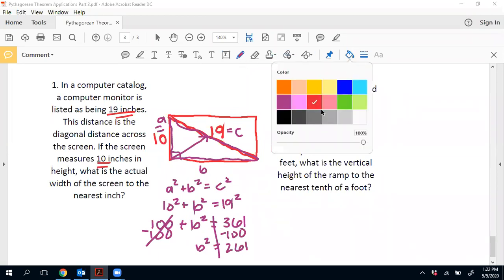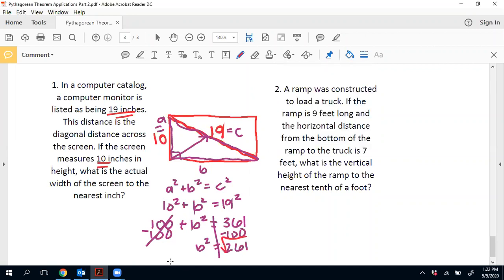Square it. Not square it. We find the square root. Good. So we take the square root there, and when we take the square root of 261, we end up with 16.15. So we're going to make that 16.2 inches.